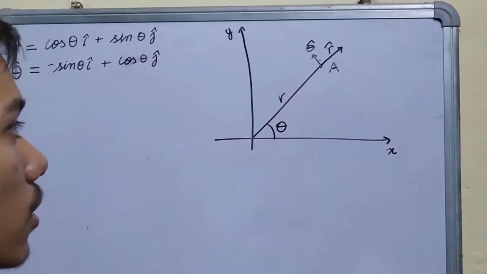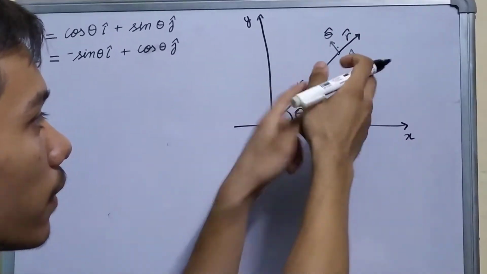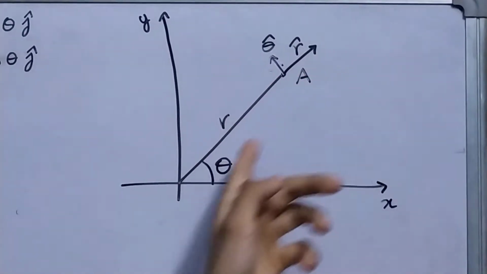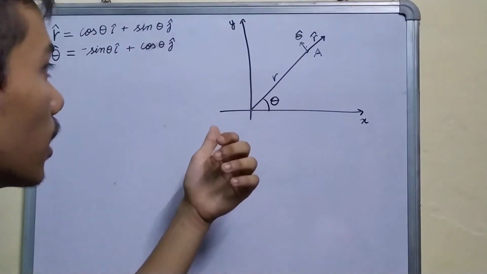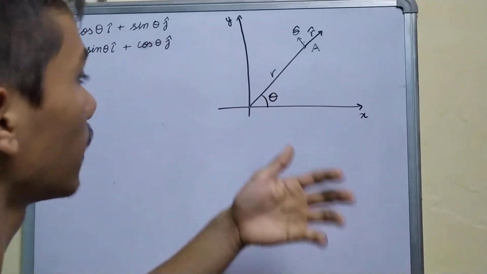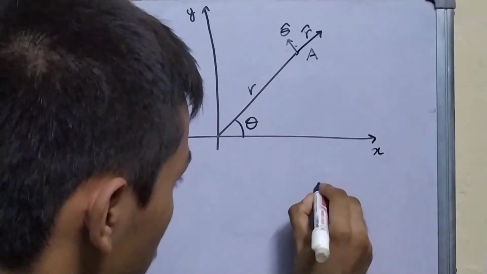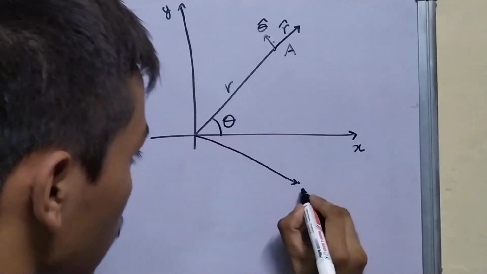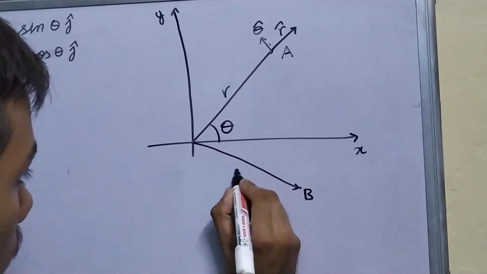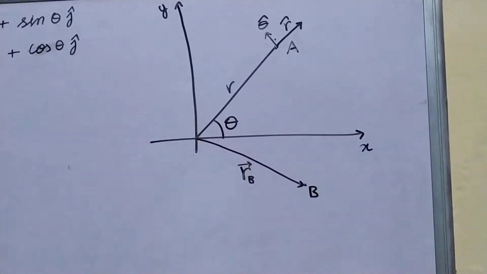Since this r vector can be used to define the position of this point A in the entire plane, this r vector is known as the position vector. And if two particles are at different positions, then they will have different position vectors. For example, if you have a particle that's here, this is how its position vector will look. Let me call this particle B, and this will be its position vector, r B.